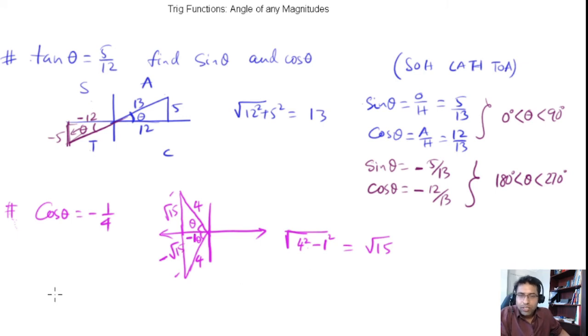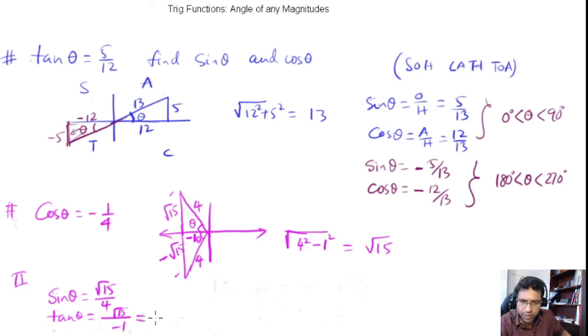Now if I ask you what is sine theta and tan theta, for example, in quadrant 2, sine theta will be what? Sine is opposite over hypotenuse, so the opposite is square root of 15 over the hypotenuse 4. And tan theta will be opposite over adjacent, which is square root of 15 over minus 1, which is negative square root of 15.